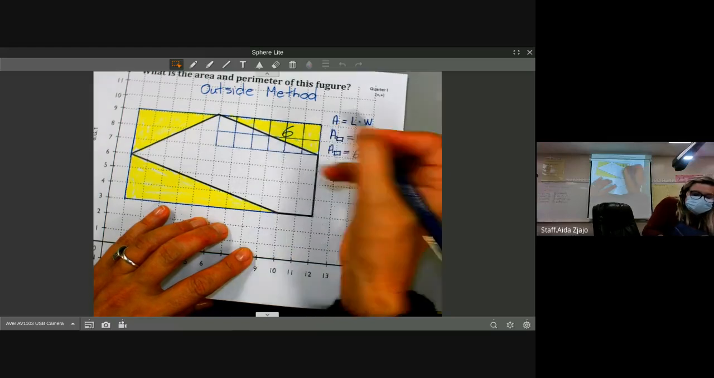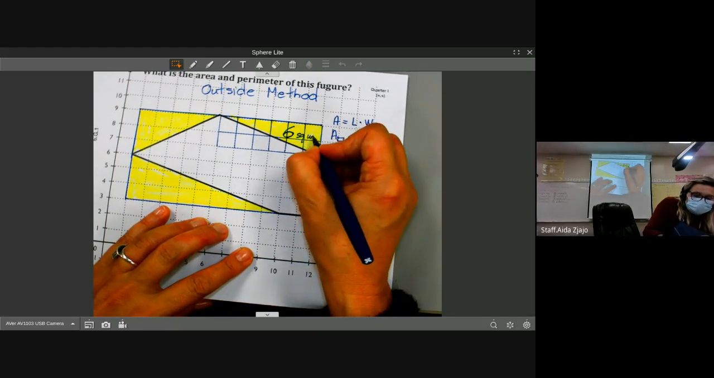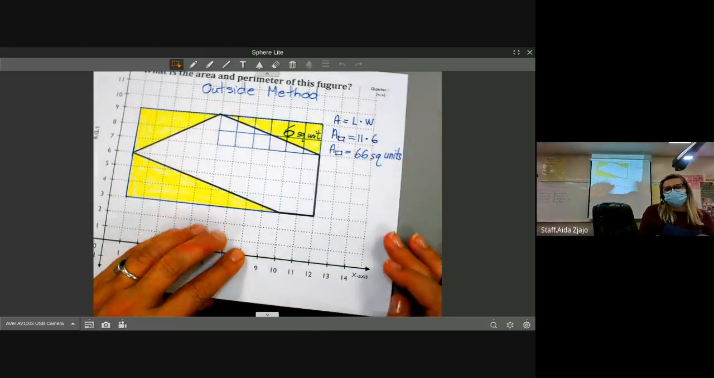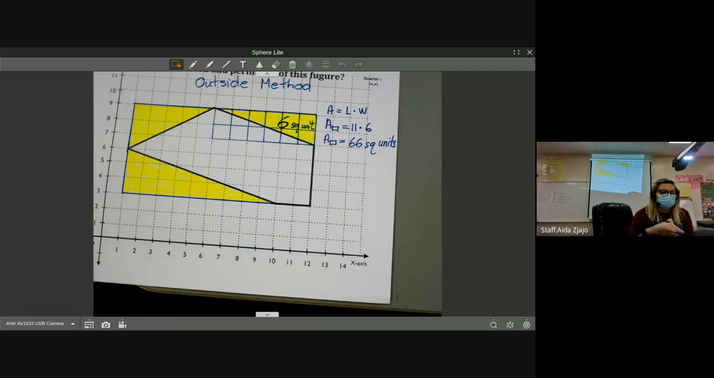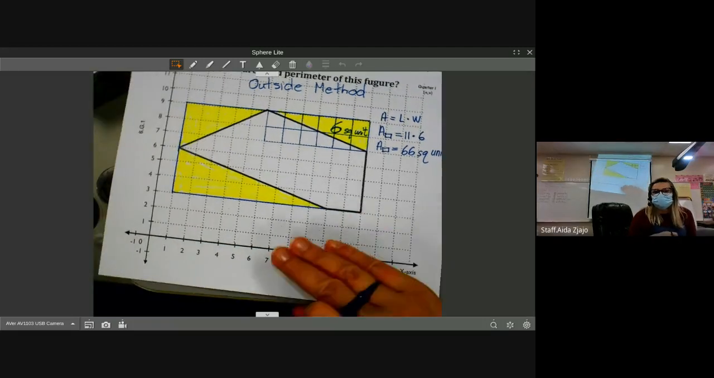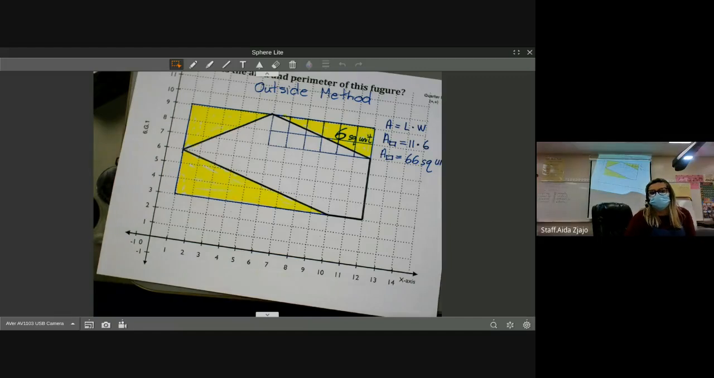I'm just going to put 6, the abbreviation for 6 square units. Excellent. So can you now use the same strategy to figure out this triangle and this triangle? Yes. Can we? Okay. Good.